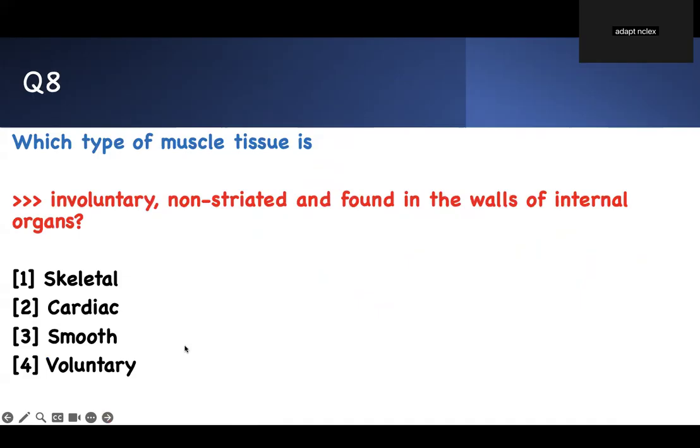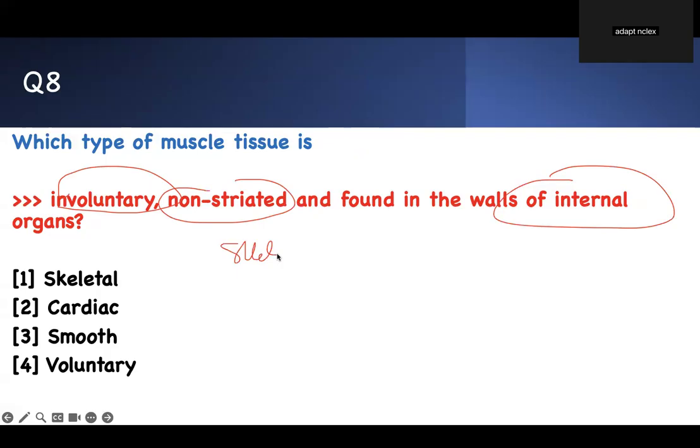Which type of muscle is involuntary, non-striated, and found in the walls of the internal organs? Muscle structures are easy. There are three things they may ask you: involuntary, non-striated, and the location. So how do you find the difference? Skeletal muscle is striated. You can control it, so it's voluntary. You can move your muscle and it's attached to a bone.